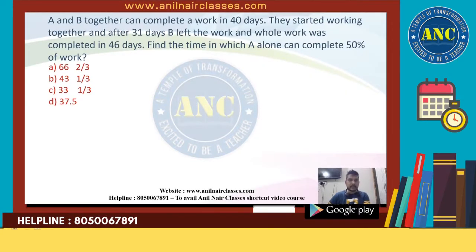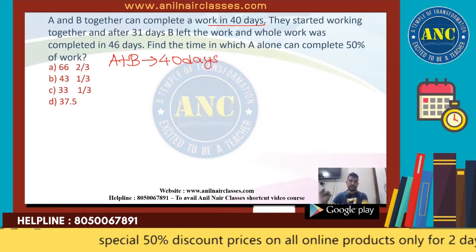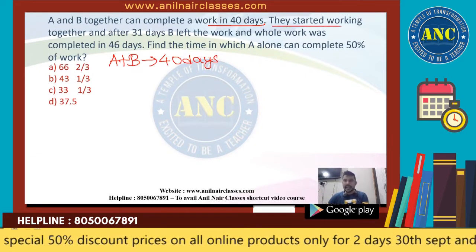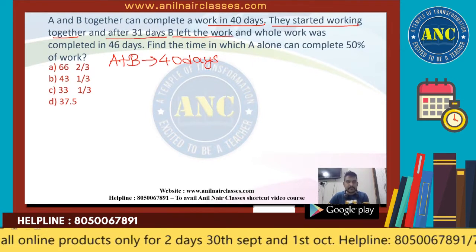A and B can complete a work in 40 days. So A plus B is given in the question as 40 days. Okay, no issues. Absolutely clear with the first statement. They started working together and after 31 days, B left the work.